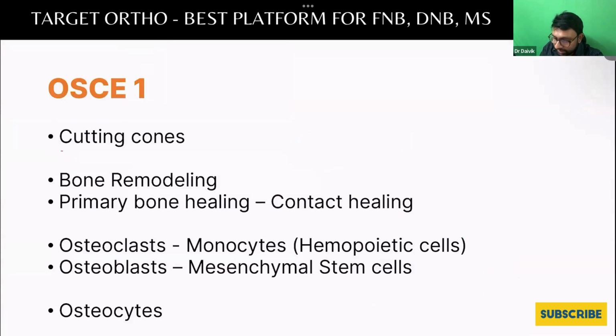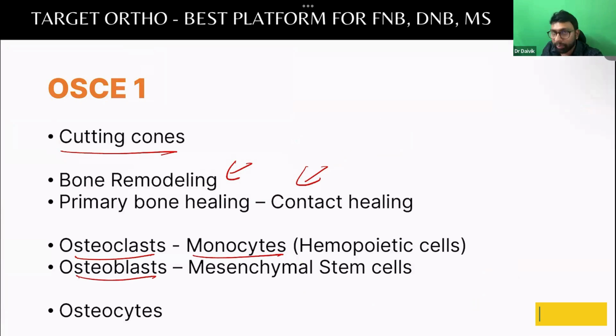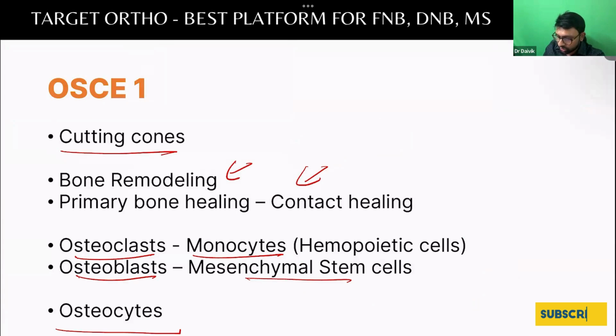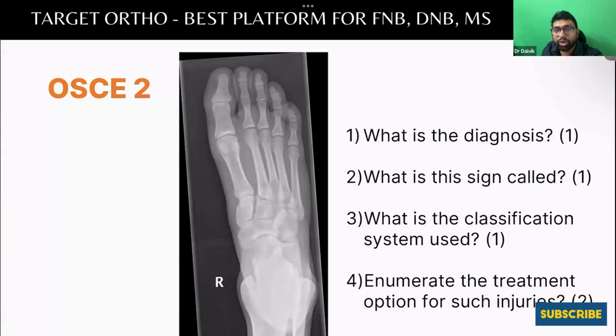mainly the first thing is cutting cones. It is helpful in bone remodeling. It is also helpful in primary bone healing, contact healing. Osteoclasts are formed by monocytes, hematopoietic stem cells. Osteoblasts are formed from mesenchymal stem cells. And the last question was, which is seen in abundance? So the answer to that is osteocytes. Osteocytes are the cells that are seen in abundance. So this is OSCE 1, the first station. Now let's quickly move on to the second station.